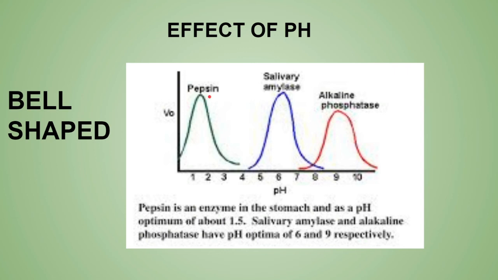Usually enzymes have an optimum pH of 6 to 8. Now remember, these are very important enzymes in our body. The pH of pepsin, remember, is around 1 to 2. For salivary amylase it is around 6, for alkaline phosphatase it is around 9, and for acid phosphatase it is around 4 to 5.